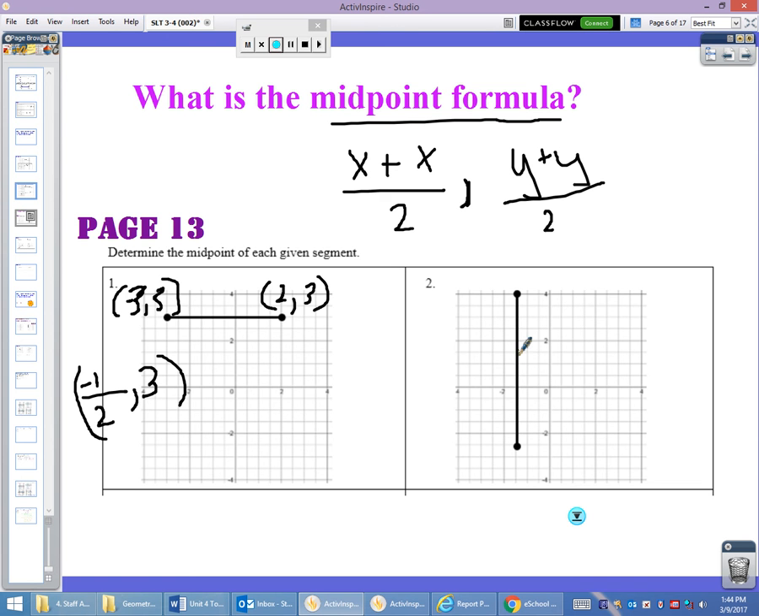Go ahead and find the midpoint of this one. Pause it, and then as soon as you're done, you can play the video. So this one, it looks like it is at negative 1.75, comma 4. And then this point is at negative 1.75, comma, it looks like it's negative 2.5.